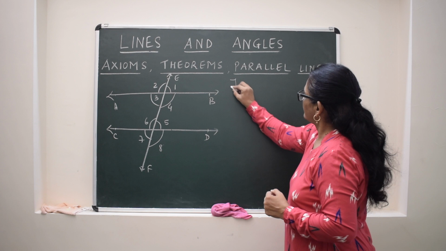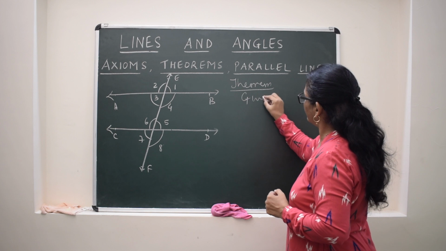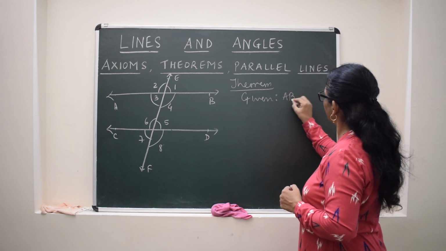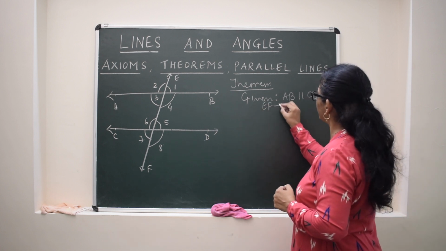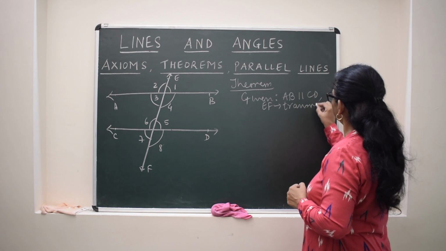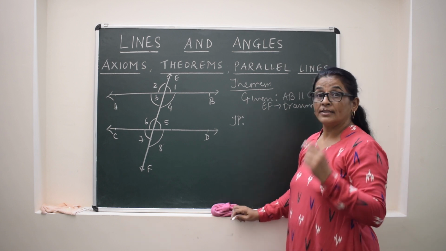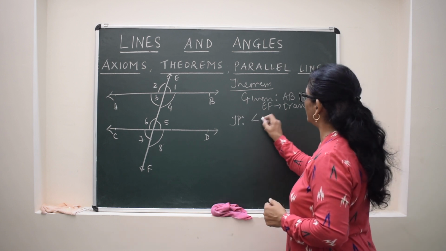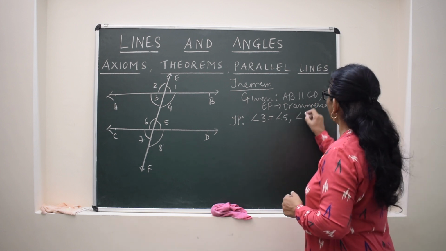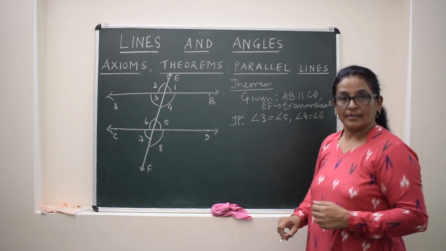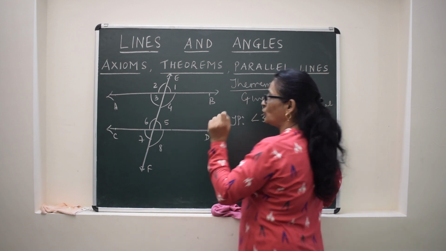So for this theorem, what is given? Given is AB is parallel to CD and EF is the transversal. What is to be proved according to this theorem? Alternate interior angles are equal. So symbolically, if you write, that would be angle 3 is equal to angle 5 and angle 4 is equal to angle 6.